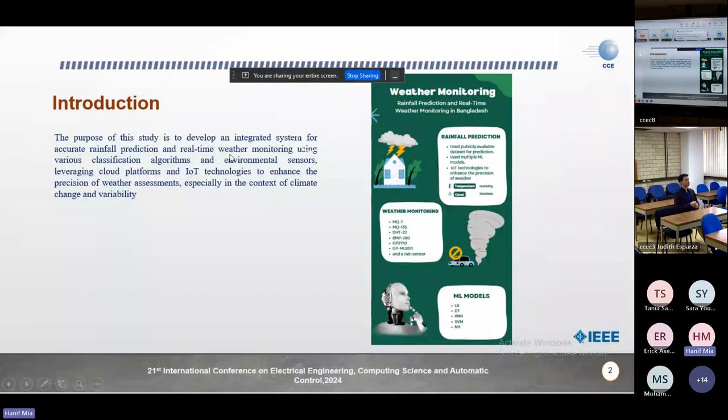In our introduction, we also discussed rainfall prediction, where we used a publicly available dataset. We used multiple machine learning models and IoT techniques to enhance weather monitoring and prediction. For that, we use features like temperature, humidity, cloud, and sunshine. Our weather monitoring sensors are MQ7, MQ135, DHT22, BMP280, GY-ML8511, and the rain sensor. And our machine learning models are LR, DT, KNN, SVM, NB, etc.